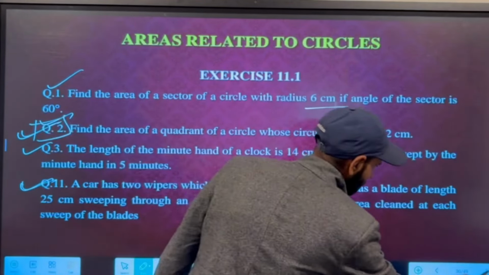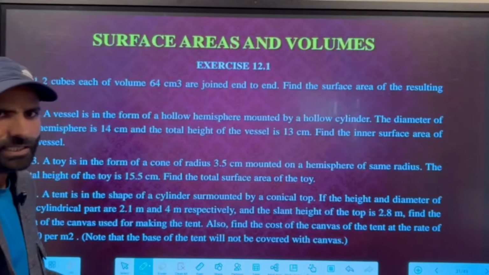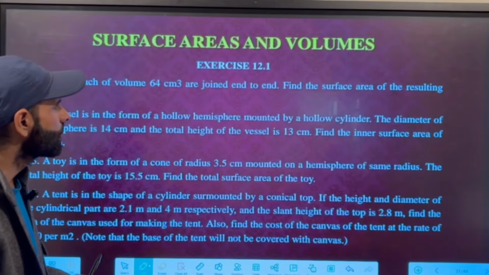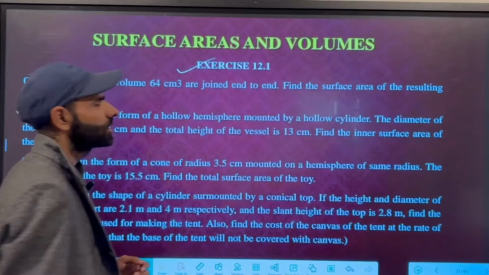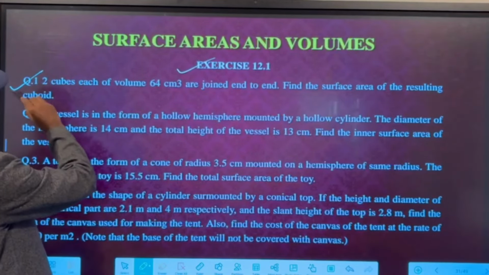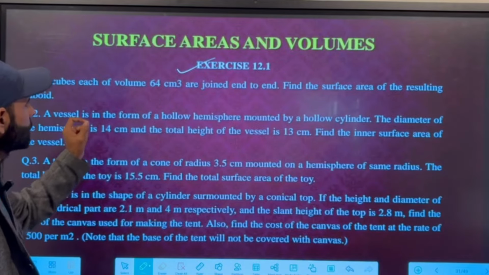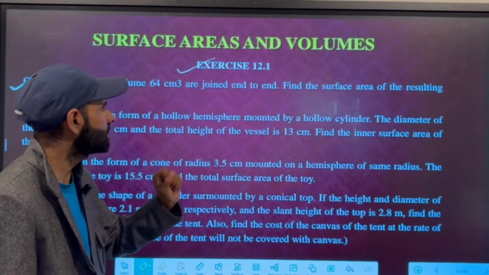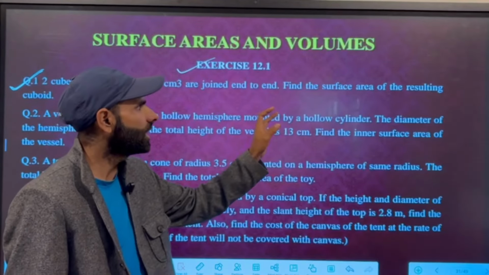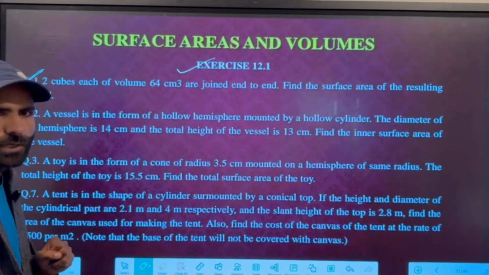Coming to next chapter, surface area and volumes. Very important chapter. From exercise 12.1, question number 1 is very important. Two cubes each of volume 64 cubic centimeter are joined end to end. Find the surface area of the resulting cuboid.